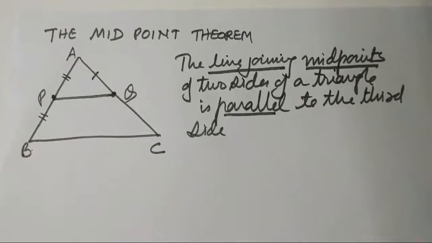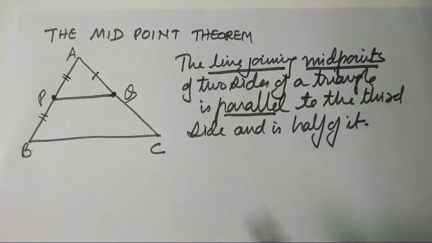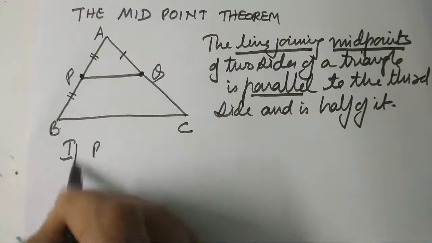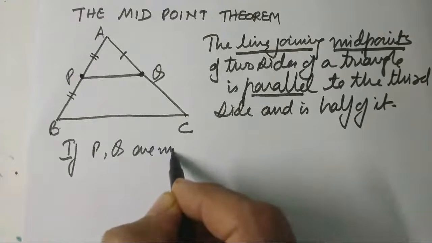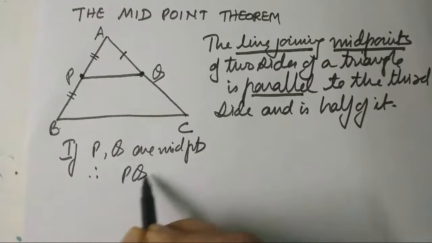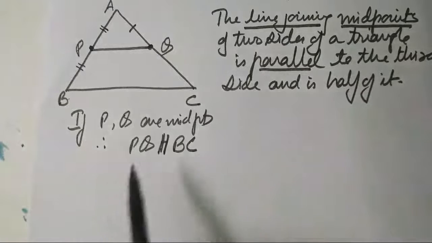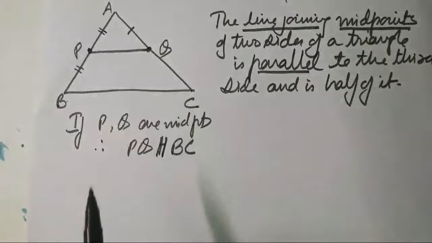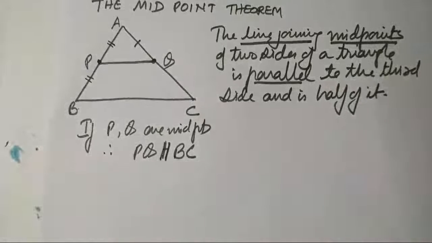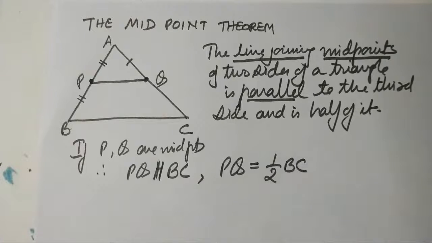This is the theorem. It is parallel to the third side and is half of it. It means if I write the property of this triangle, if P and Q are midpoints in this figure, then I can say PQ is parallel to BC. So this line will be parallel to BC, and also the line will be half of it. So we can say that PQ will be half of BC. This is the theorem.